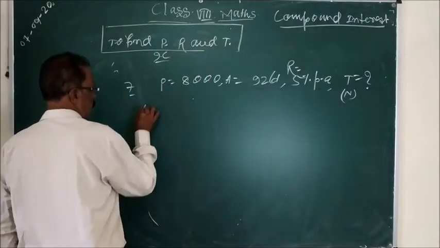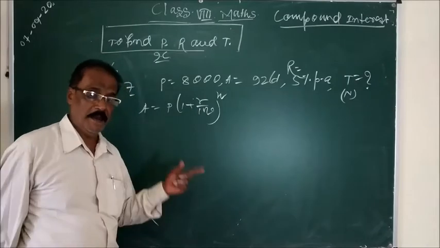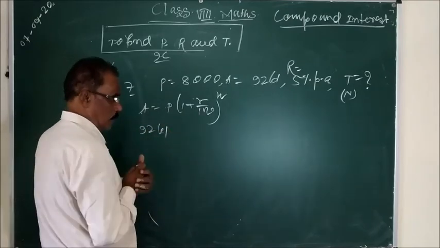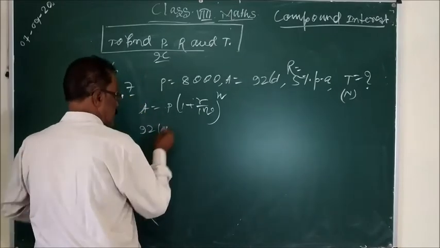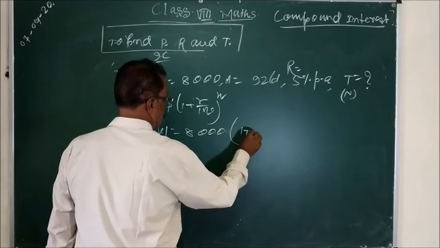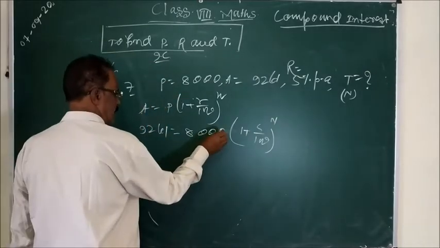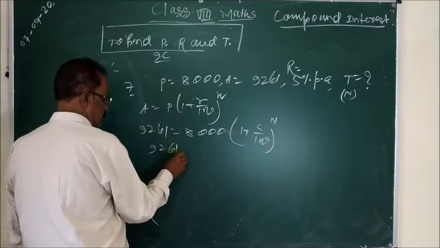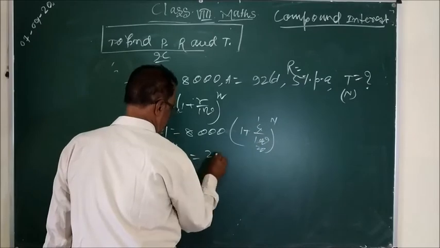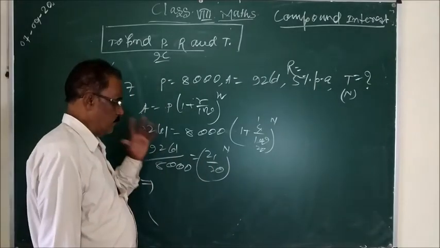Now you see, write the formula A equal to P 1 plus R by 100 power n. Now you put the values given. A equal to 9261, this is 8,000 and this will be 1 plus 5 by 100 and power we don't know, we have to find. Now similarly you transfer this to the left side. This will be division 8,000 and if you simplify, this will be 21 by 20 power n.